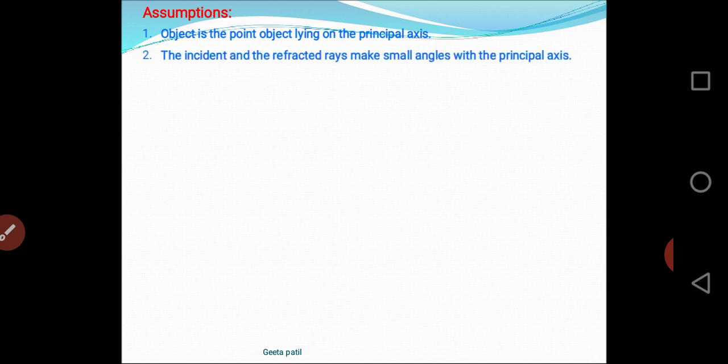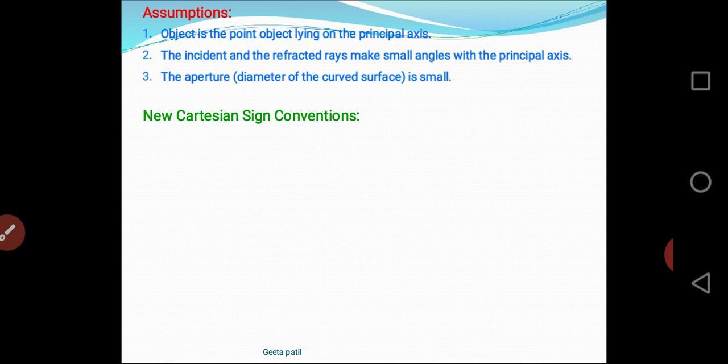Now we will see, while studying refraction through spherical surfaces, there are some assumptions. First assumption is that the object is a point object lying on the principal axis. Another assumption is that the incident and refracted rays make small angles with the principal axis. That is, the angle of incidence and angle of refraction must be small. One more assumption: the aperture, that is the diameter of the curved surface, is very small.